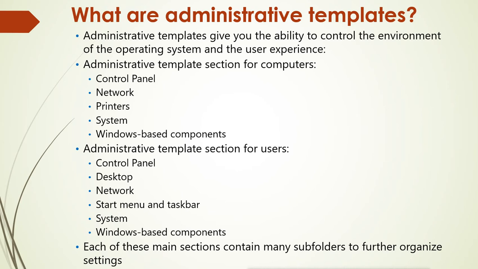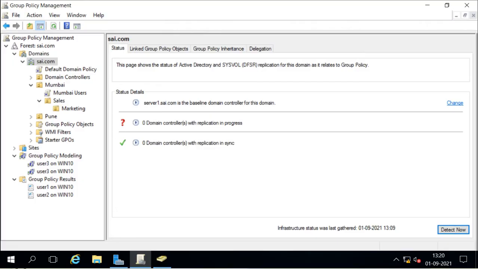Administrative templates give you the ability to control the environment of the operating system and the user experience. Administrative template sections for computers are control panel, network, printers, system and Windows-based components. And for users we have control panel, desktop, network, start menu and taskbar, system and Windows-based components. Each of these main sections contains many subfolders to further organize the settings.